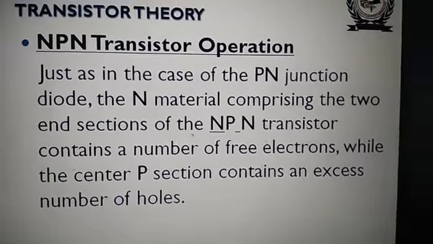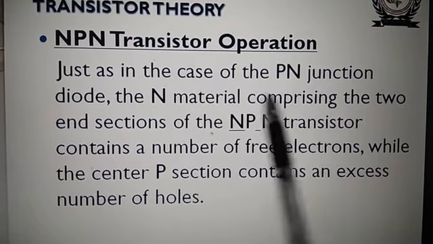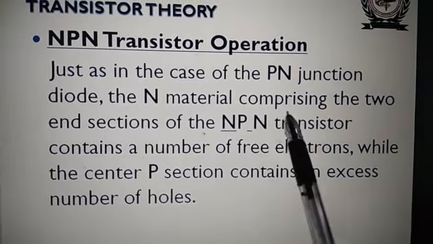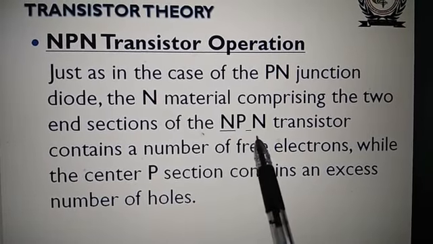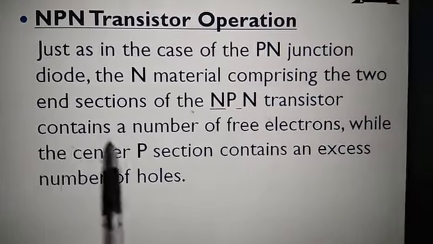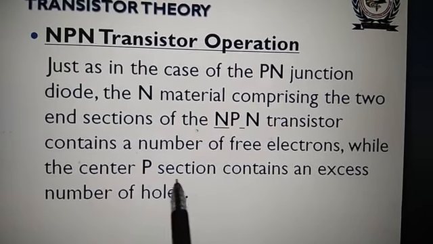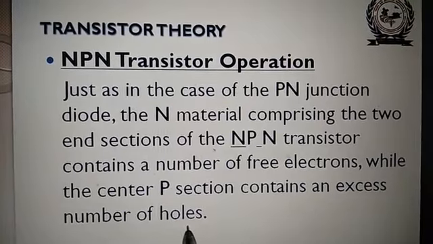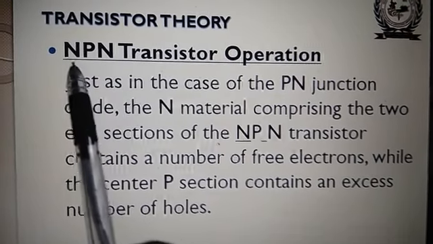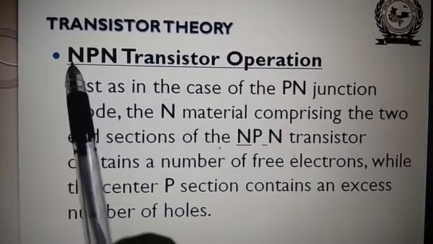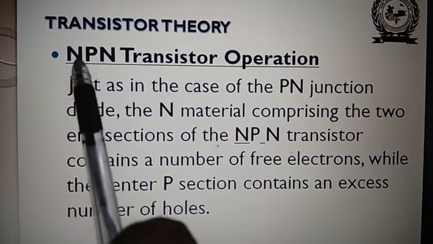Operation of NPN transistor. Just as in the case of PN junction diode, the N material comprising the two end sections of the NPN transistor contains a number of free electrons, while the center P section contains an excess number of holes. That is, the base region has the majority charge carrier holes, while the emitter region has majority charge carrier electrons, and the collector also has majority charge carrier electrons: emitter, base, collector.